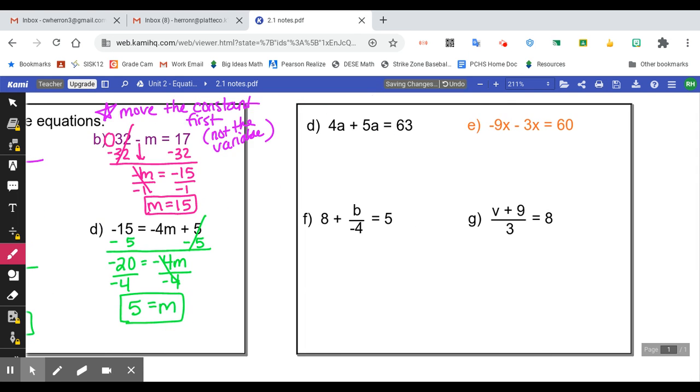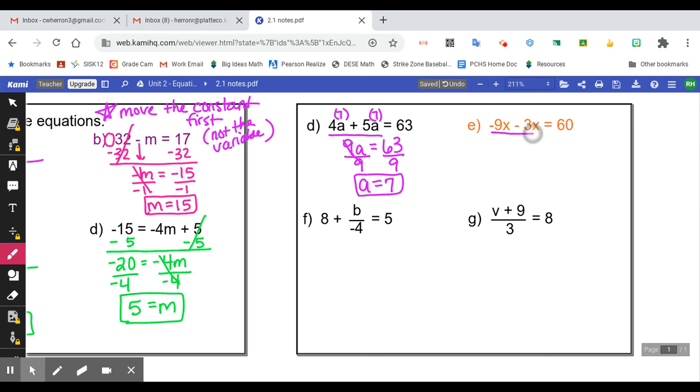Okay. All right, a few more here. This one's a different kind of two-step. The two-step part is actually combining like terms. So 4a plus 5a gives me 9a equals 63. If I divide by 9 on both sides, a equals 7. Now for this one to check, you'd have to plug in 7 to here and here, multiply, and then add them together.